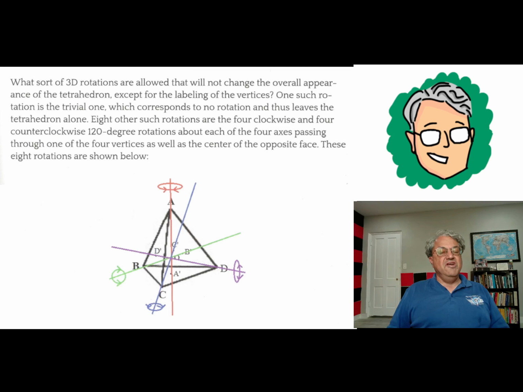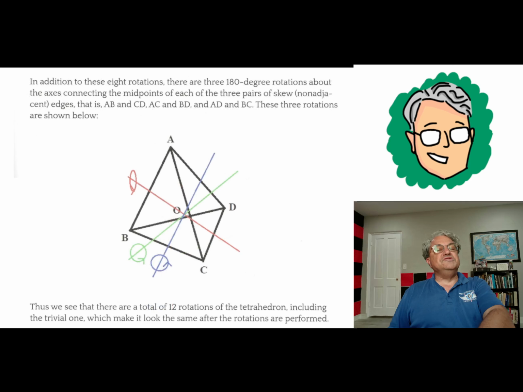The identity and 8 threefold rotations, 120-degree rotations, either clockwise or counterclockwise, about these 4 axes I just told you about. But there's actually 3 more rotations. So we don't have to rotate about one of those axes. There's 3 more axes we can rotate about, namely axes that pass through the centers of opposite edges.